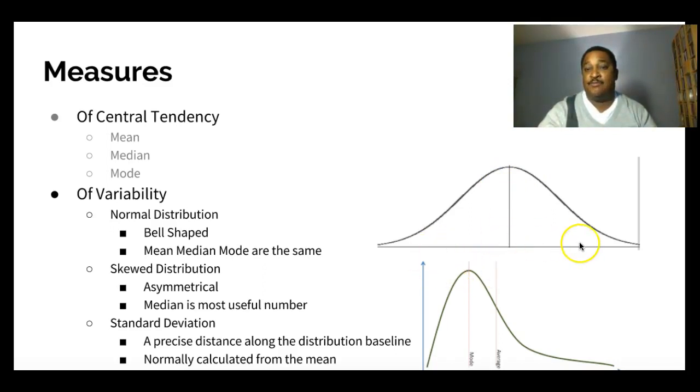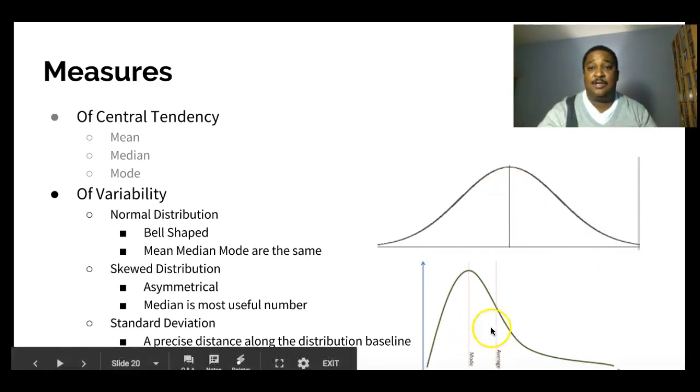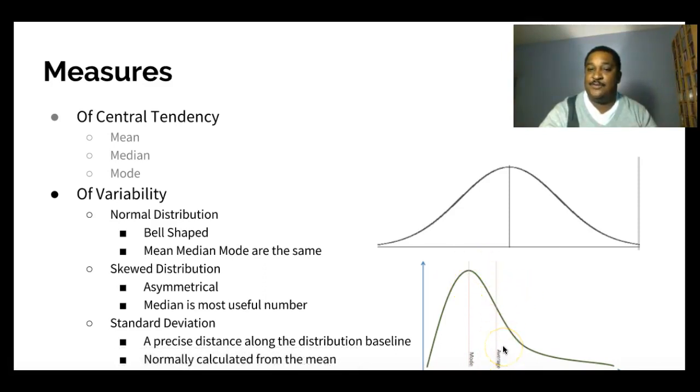However, that's a standard normal distribution. Most of your distributions won't look like this one. They'll actually look like this one on the bottom, or something very different. In a skewed distribution, the mode is actually higher than the mean because that number appears most often, but actually this number is the average. Okay. So why is this important?